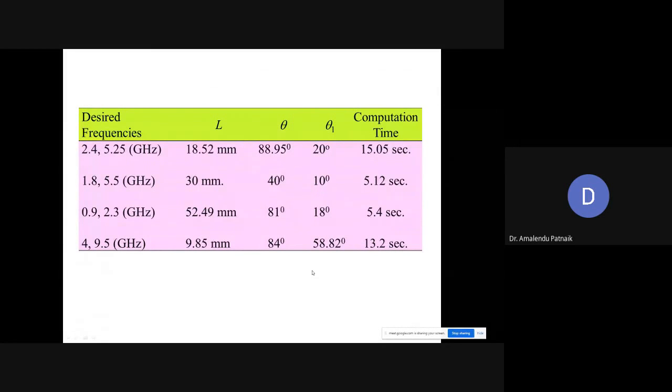But the most important thing to mark is the computation time. To design a dual band antenna for these frequencies, to get the design parameters or design dimensions of the antenna, you can mark from this last column. It just takes a few seconds of time to get these results. That is the beauty of applying these meta-heuristic based techniques.